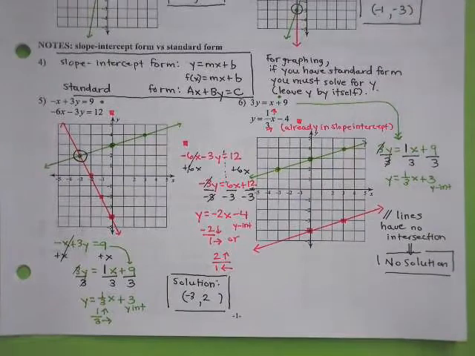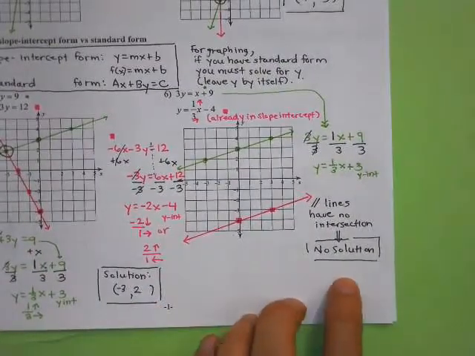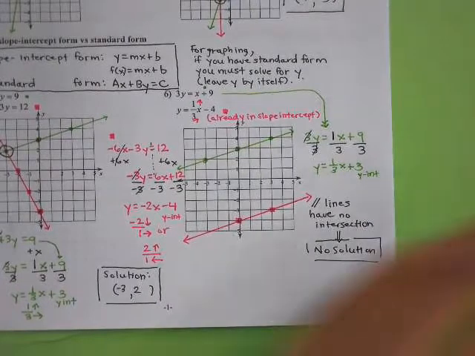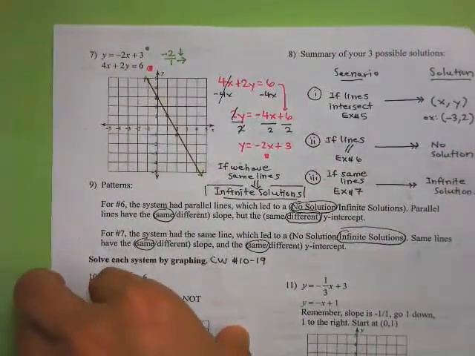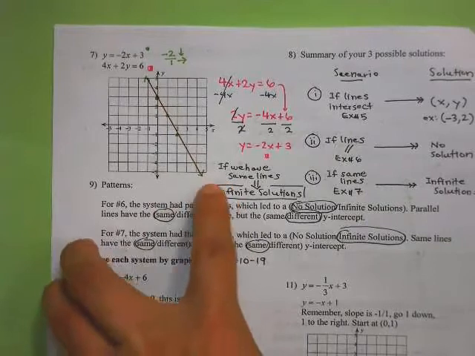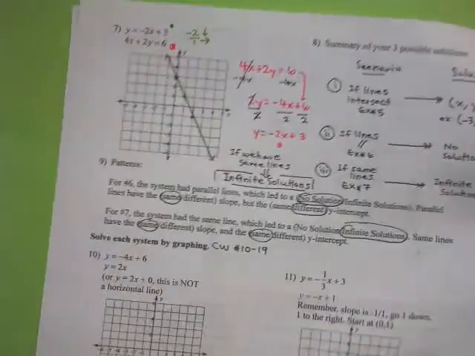But it's not always going to be the case. Sometimes your lines are parallel. If the lines are parallel, there's no intersection, we put no solution. And then on number 7, if we happen to have 2 of the same lines or more, then your solution will be infinite solutions. Okay, so this is where we left off. Let's now go to number 20.